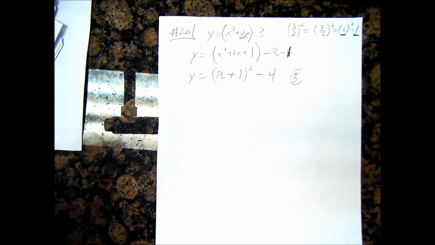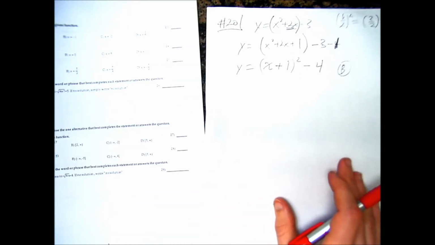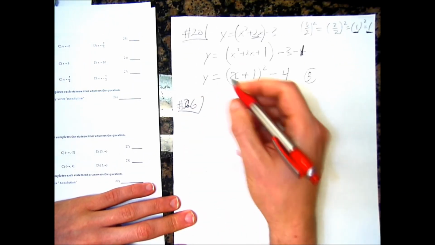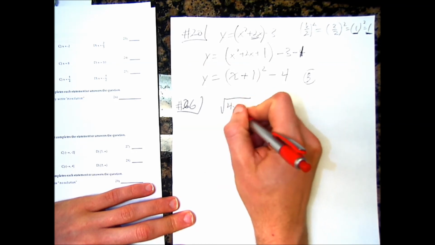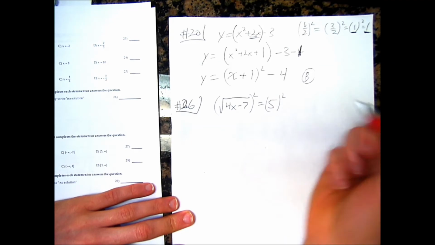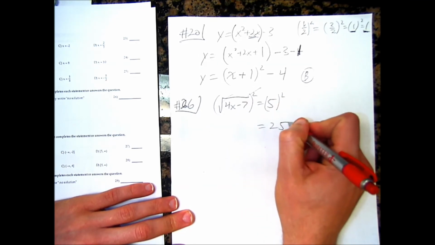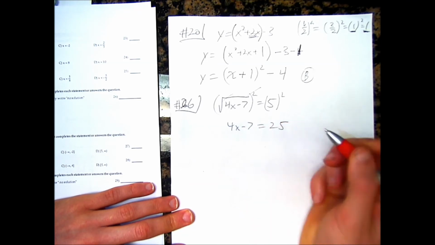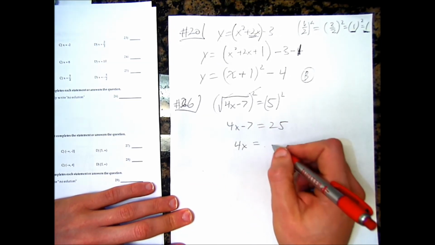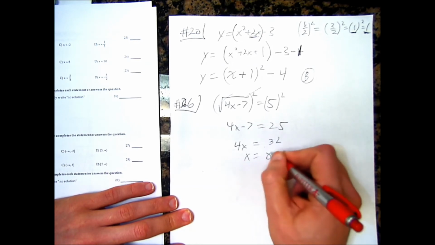So what else we got? Number 26 is pretty quick. Square root of 4x minus 7 equals 5. I just square both sides and solve for x. So I square both sides, this goes away, this is 25. This is 4x minus 7, and then I'll get 4x is equal to 25 plus 7 is 32, so x is equal to 8.